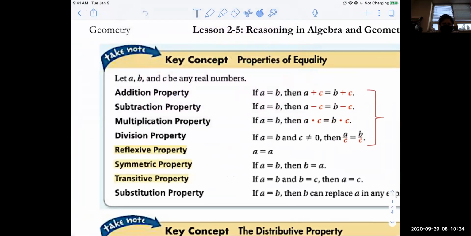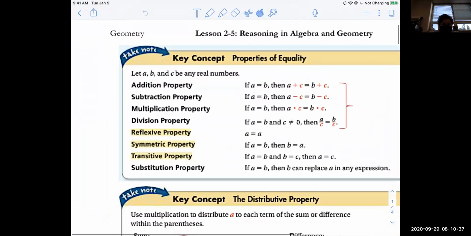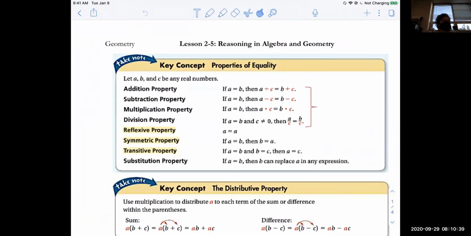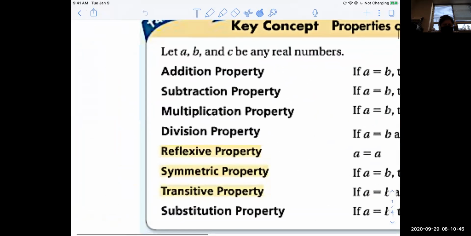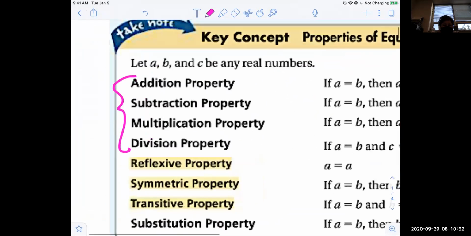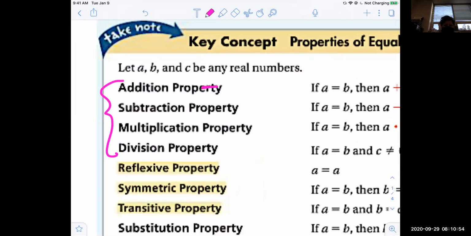We're going to be talking about more deductive reasoning here. What we're leading up to is doing proofs. The first things we're talking about are properties, and the first four go together because they're all operations. When you see me write these, sometimes I'll write prop equality like that, sometimes you might see property of equality. These are properties of equality because they're things you're doing to equations.